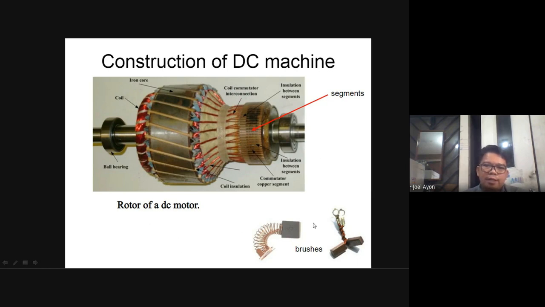So the armature is the rotor of a DC motor. This is the rotating part of the direct current motor. Of course, the carbon brushes are attached like this. Usually what gets damaged in DC motors are the carbon brushes.